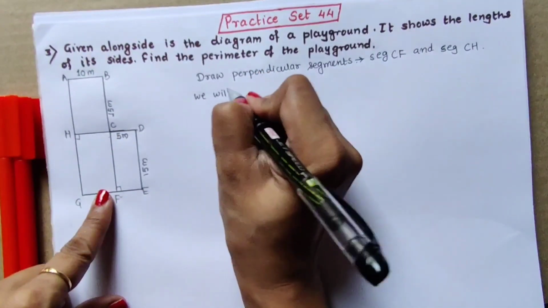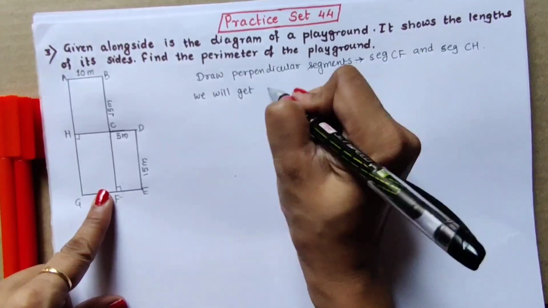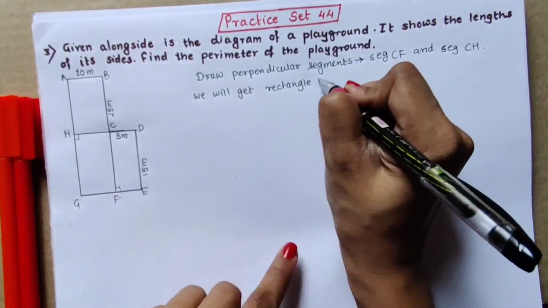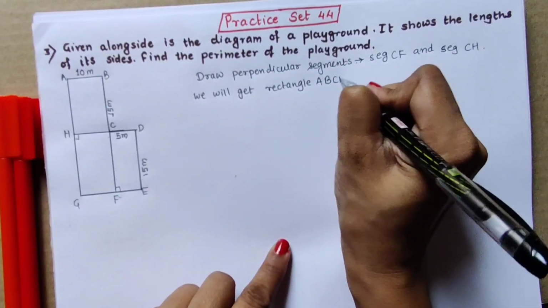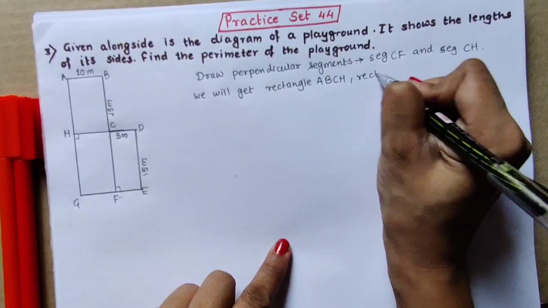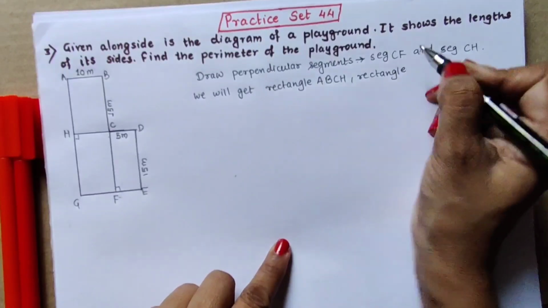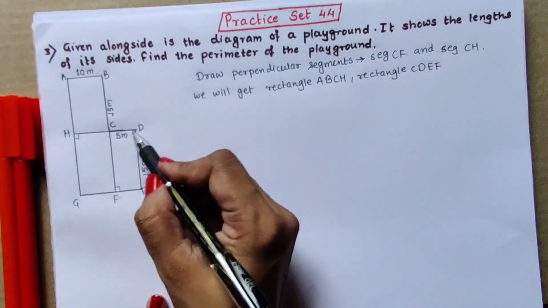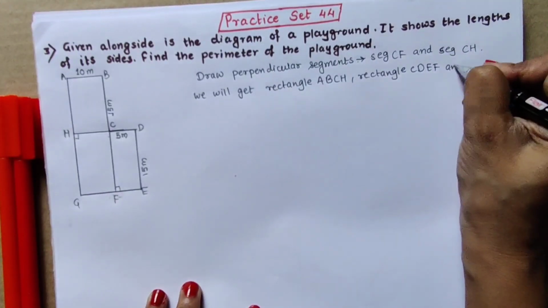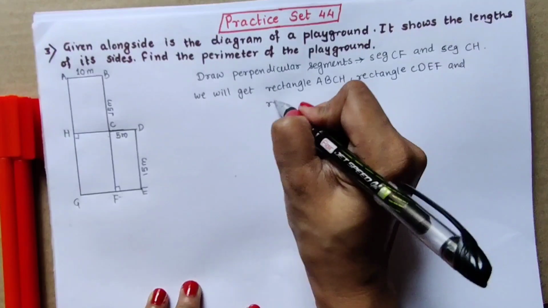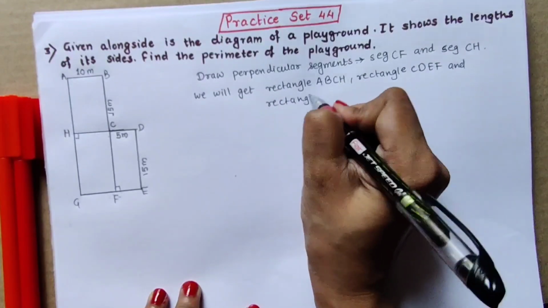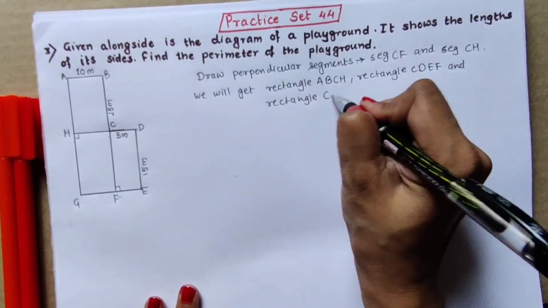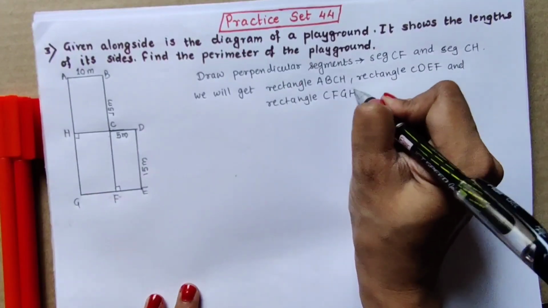We will get rectangle ABCH, rectangle CDEF, correct? This is CDEF, and the third rectangle is rectangle CFGH.